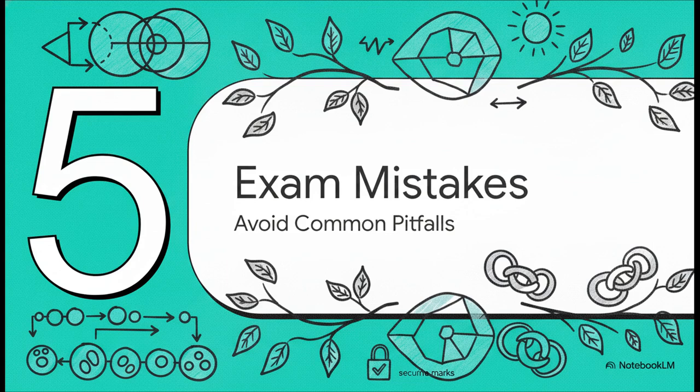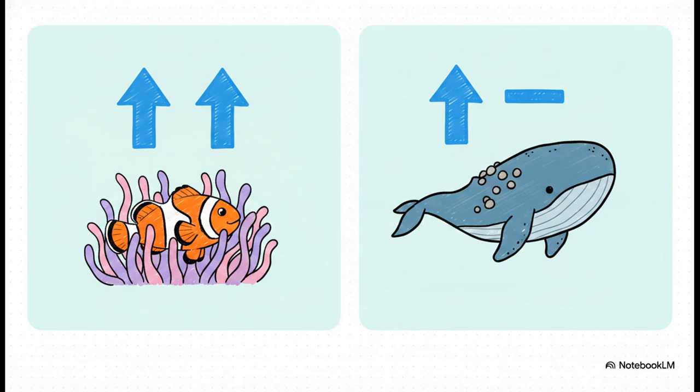Finally, Section 5. Let's make sure you can actually apply this and avoid some common exam mistakes. A massive trap people fall into is confusing mutualism on the left with commensalism on the right. Look at the text comparison here. Remember our variables from earlier? Mutualism requires a dual benefit. Both species get a plus. Commensalism means one species benefits and the other gets a zero. It's completely unaffected. If you lack that mutual two-way benefit, it is for sure not mutualism.